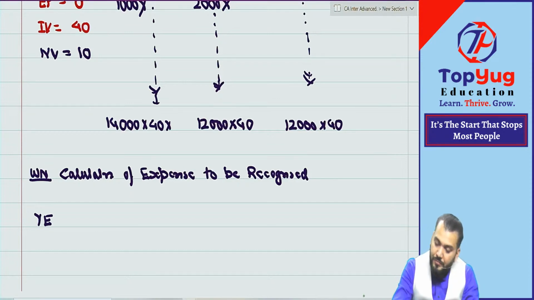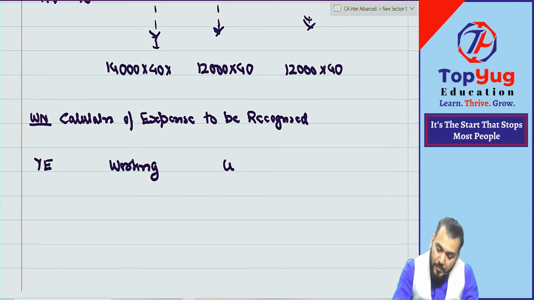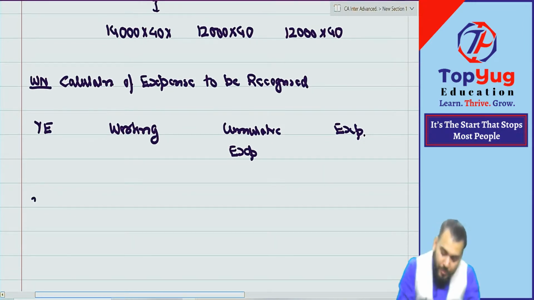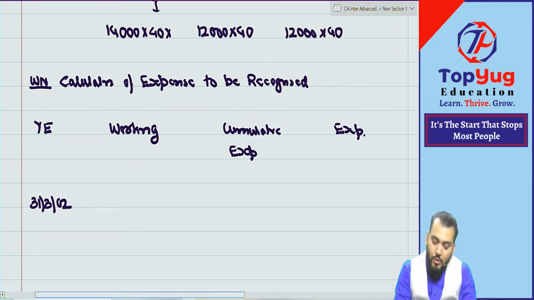Year end. Then where do we write down? Working. Then what do we write down? Cumulative expense. And then what do we write down? Expense. So year end. First year end 31st March 2002.